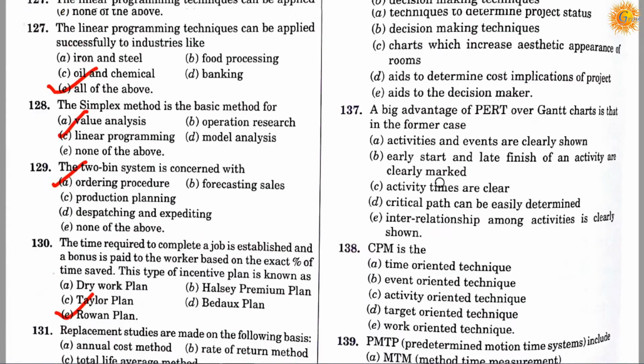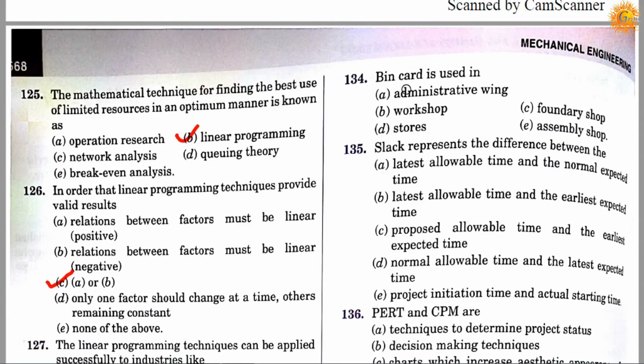Question number 134. Bin card is used in option A administrative wing, option B workshop, option C foundry shop, option D stores, and option E assembly shop. Correct answer is D. Bin card is used in stores.